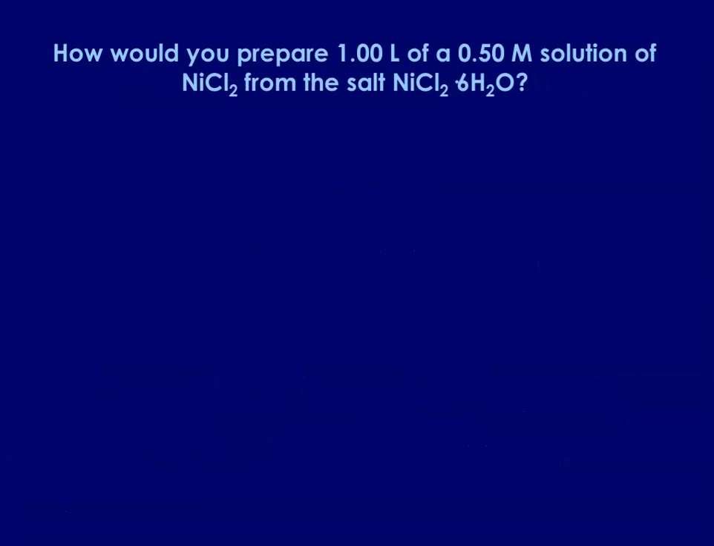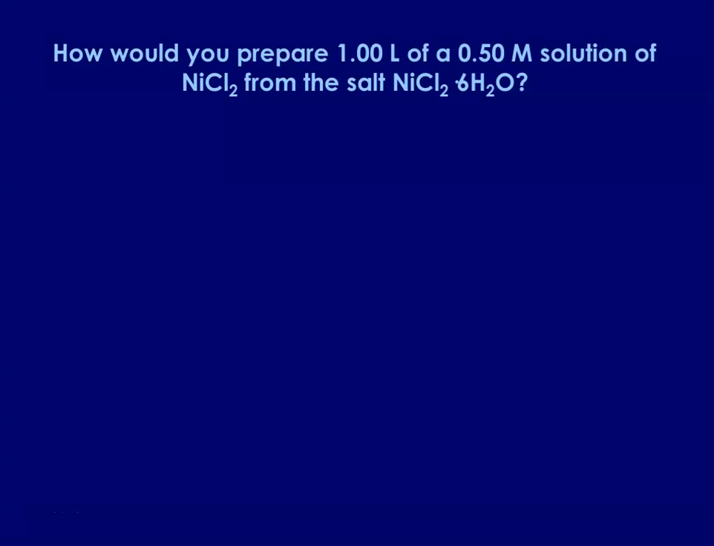Our final example is using a salt to prepare a solution. We want to make 1 liter of 0.5 molar NiCl2, but the salt is found as a hydrated salt. It has 6 water molecules attached to it. So if we want to prepare a solution from its salt, we want the moles that we measure out to be the same as the moles that will end up in our final solution. Since we are dealing with a salt, it's a lot easier just to work with grams because you can measure out grams using a balance, and we can relate grams directly to moles.